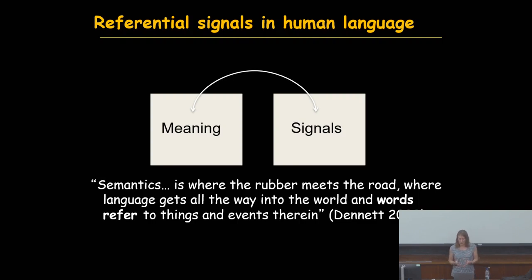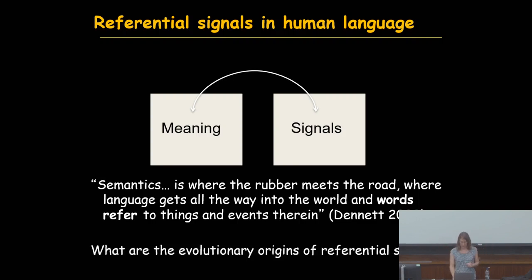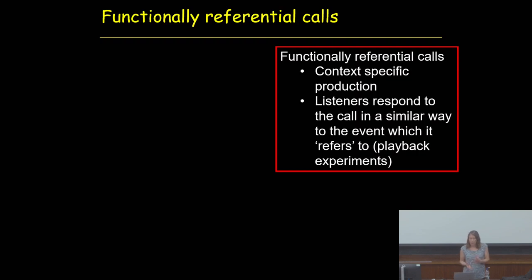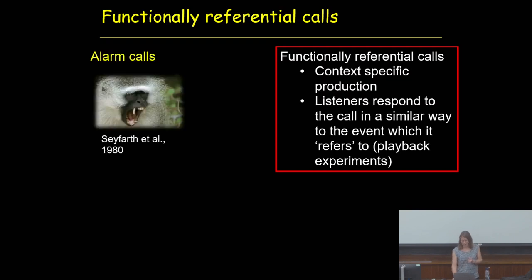And it's an absolutely fundamental part of our language and of the ability to communicate with individuals about things out there in the world. So my question then is, what are the evolutionary origins of these referential signals that permeate so extensively our linguistic system? Back in the 1960s, Thomas Struhsaker noticed that vervet monkeys were giving different calls to different predators. Then in the 1980s, Robert Seyfarth and Dorothy Cheney followed that up with playback experiments, which showed that alarm calls in vervet monkeys met the criteria for being functionally referential calls.